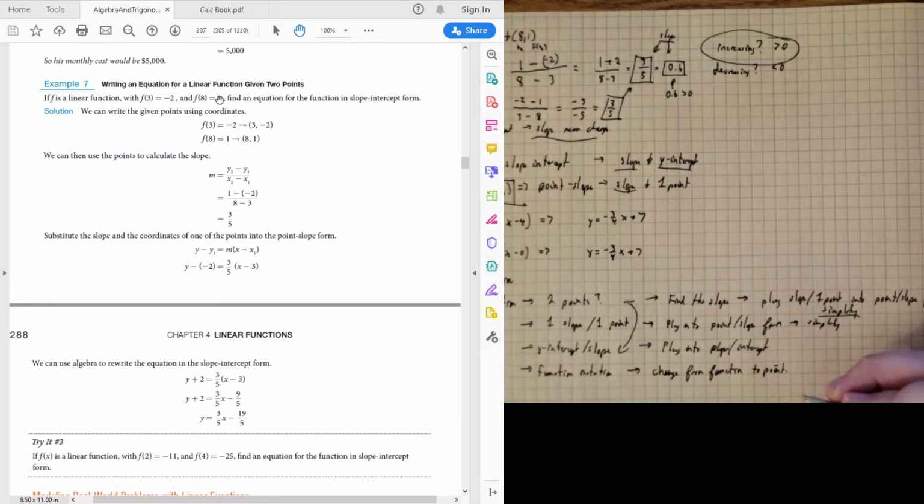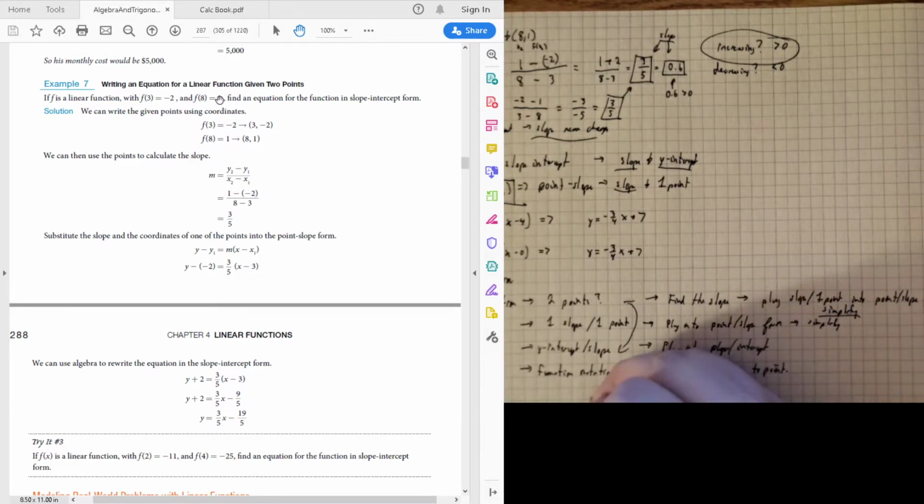It is on page 287 at the bottom of the page. Look at it carefully. Have I said that enough times? One more. Look at it, please. It says f of 3 equals negative 2.